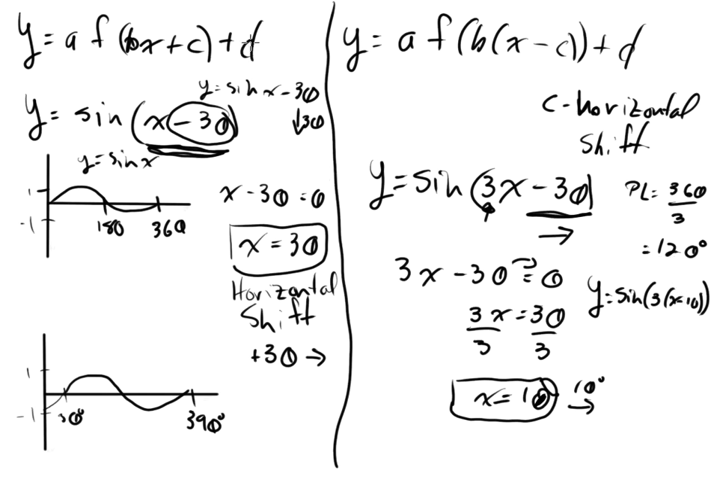And then D is the easiest one of the bunch. It's simply a shift up D if it's plus, down D if it is minus. And so that is what the function transformations are, and we've done it with trig. And in class, we're going to examine what it looks like to do with other parent functions.